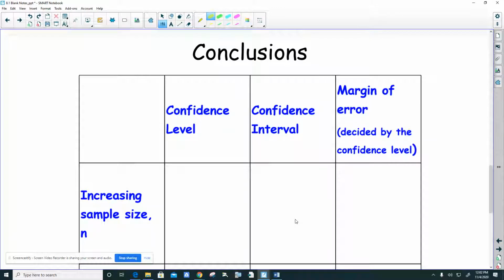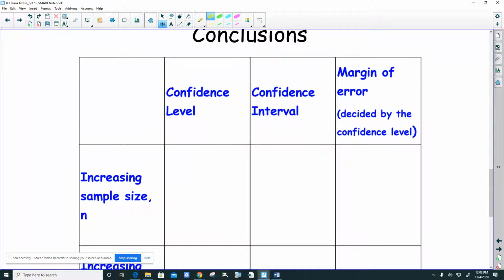This row in this chart is titled Increasing Your Sample Size. As we increase our sample size, you can go ahead and fill in that this does not affect your confidence level. I had that locked in and set at 95%. But we do know this: as we made our sample size get bigger, the length of those segments was decreasing, and so it decreases the confidence interval.